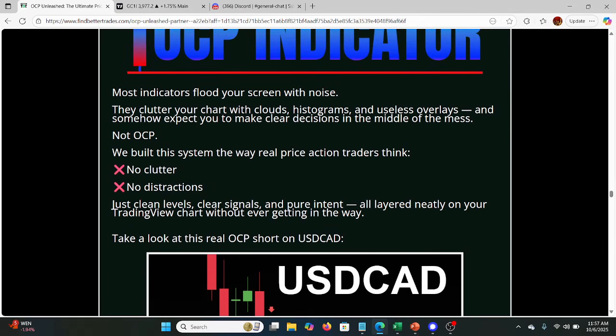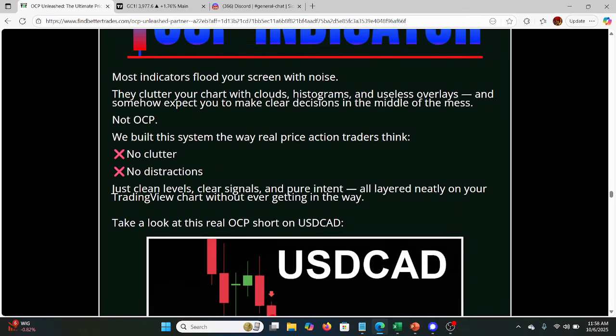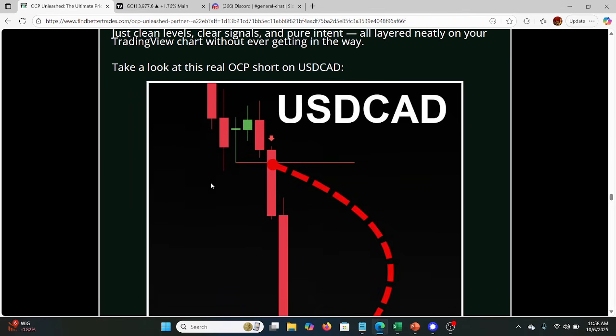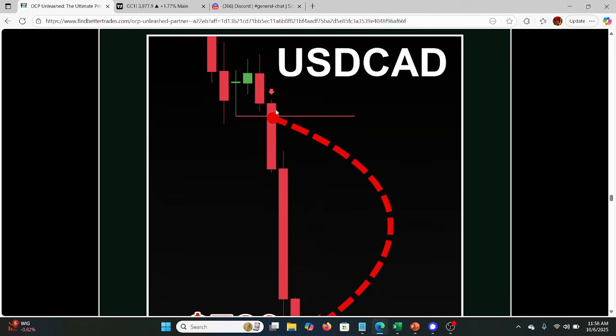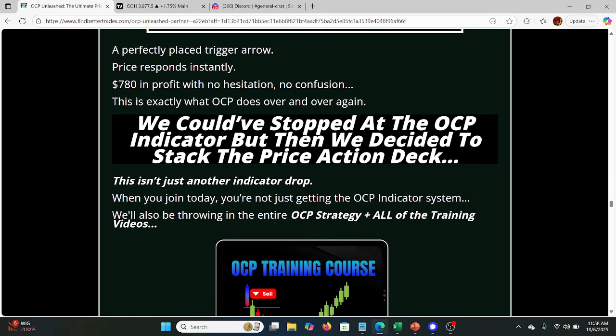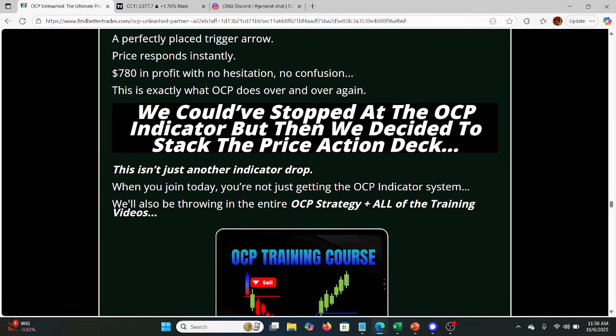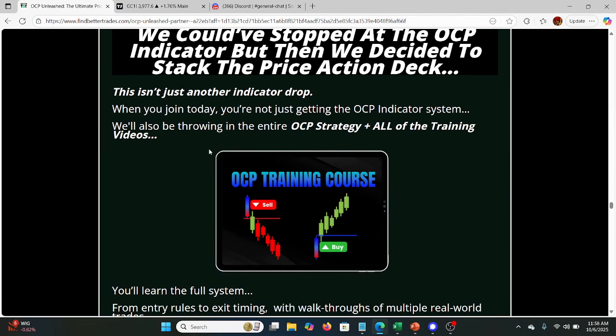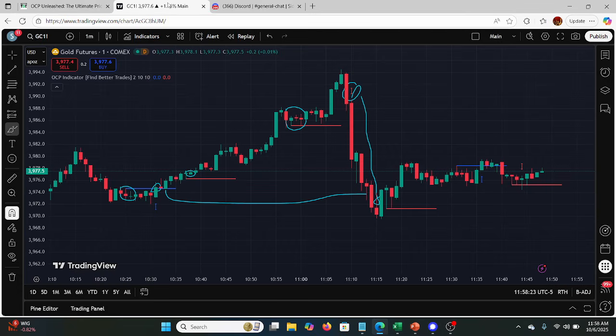Yeah, I agree with this. Most indicators do flood your screen with noise, and they give histograms, they give oscillators, they give clouds and lines and support and resistance. It goes on and on. OCP is different as it's built on this idea that it's just a simple two candle signal plus a breakout level, and that's it, or a breakdown level in this case on USD CAD. They have a training course as well, which is pretty interesting.